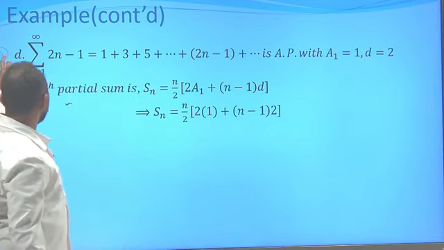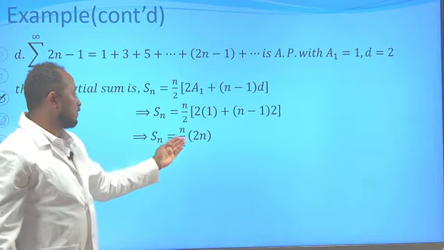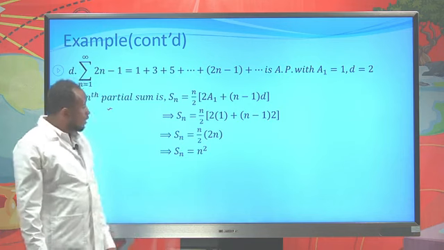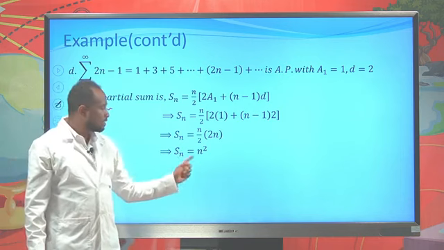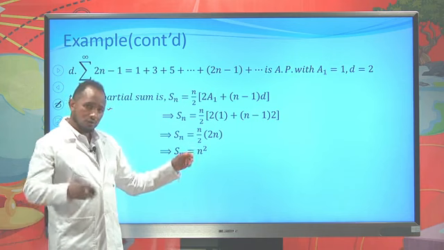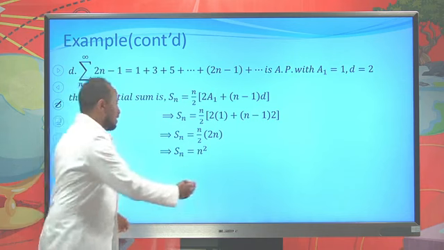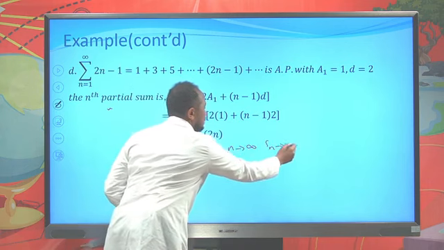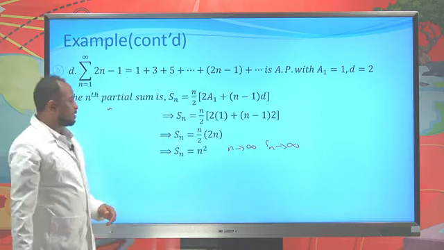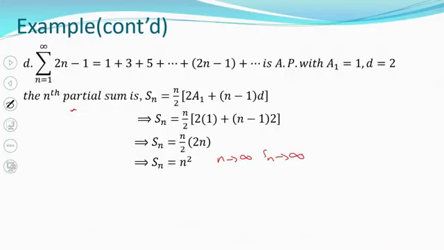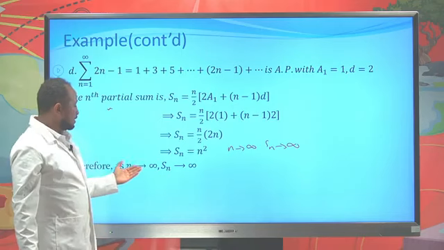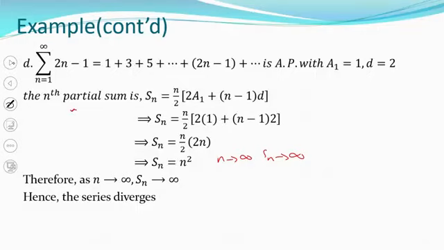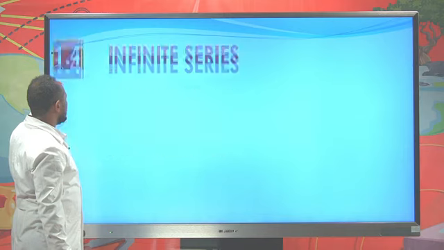Therefore, when you simplify this, you get Sn equals n over 2 times 2n, which is n squared. The answer is Sn is n squared. So as n goes to infinity, n squared also goes to infinity, so Sn goes to infinity. Since we didn't get a finite unique number, this series diverges. Okay, now let's continue to the other part.